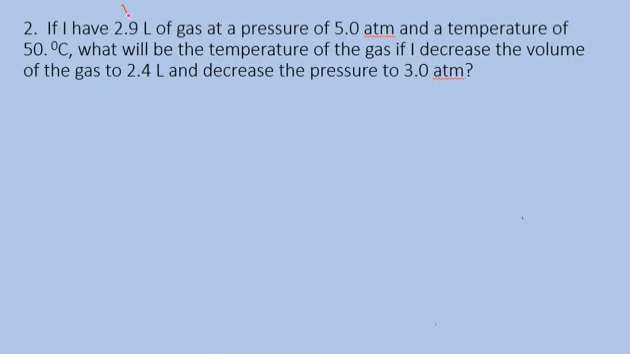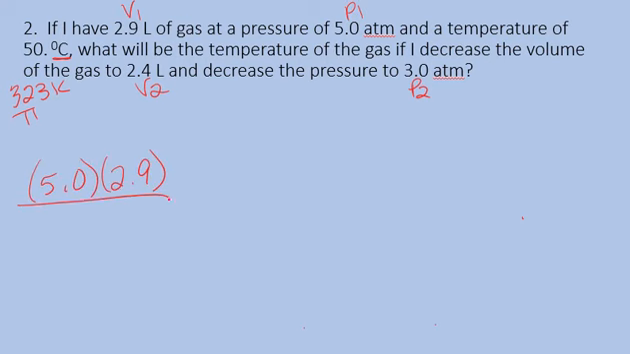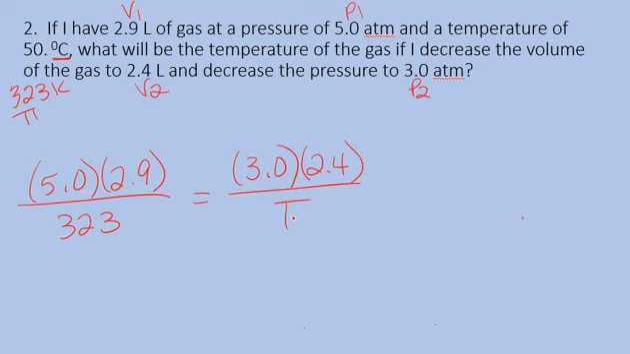If I have 2.9 liters of gas, that's my first volume, at a pressure of 5 atmospheres, that's my first pressure, and a temperature of 50 Celsius. So right away in my calculator, 273 plus 50 gives me 323 K, that is my T1. What will be the temperature of the gas if I decrease the volume to this? That's my V2 and that's my P2. So 5.0 times 2.9 over 323 equals 3.0 times 2.4 over T2.